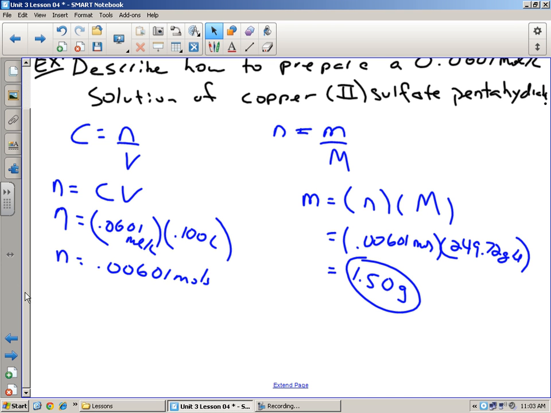So to do that, you have two options. Okay? You can use a weigh boat and put it on here, and by the way, the other button that you would want to use here is the same button.